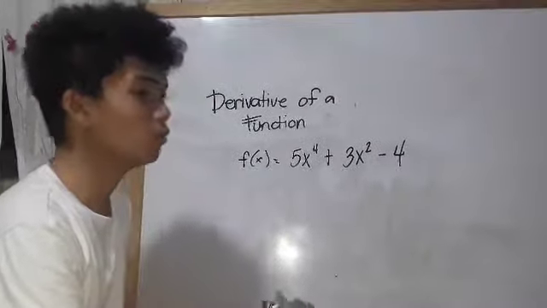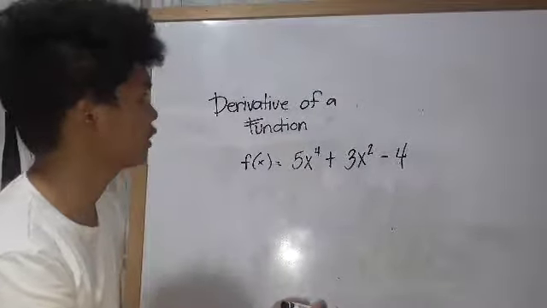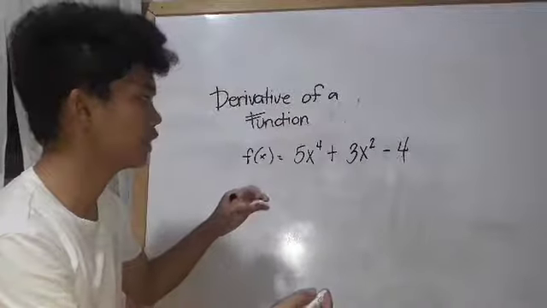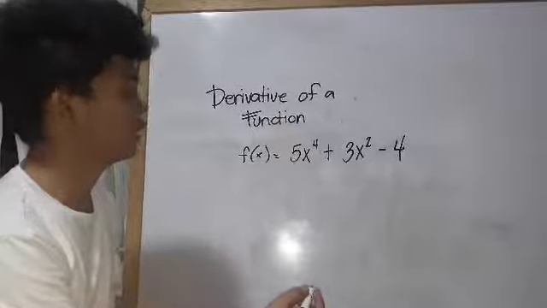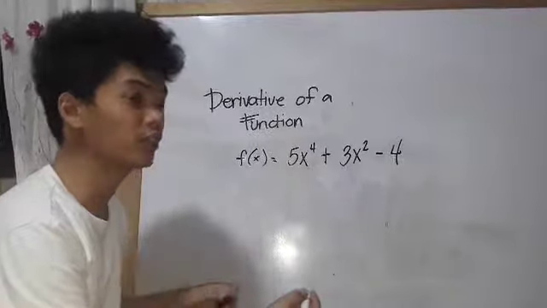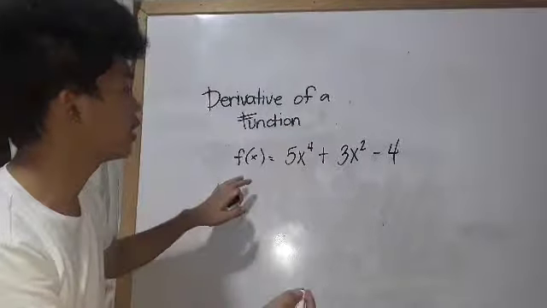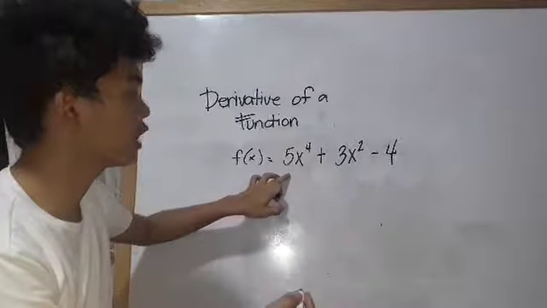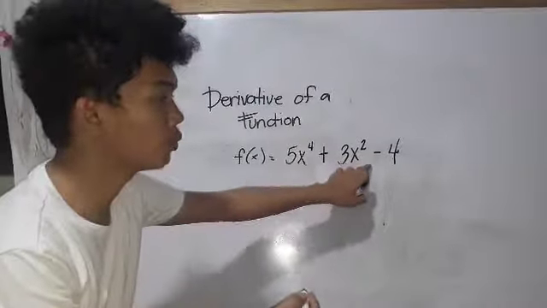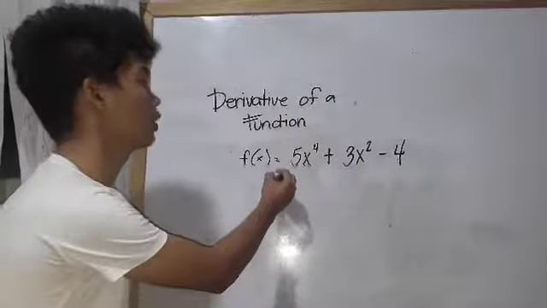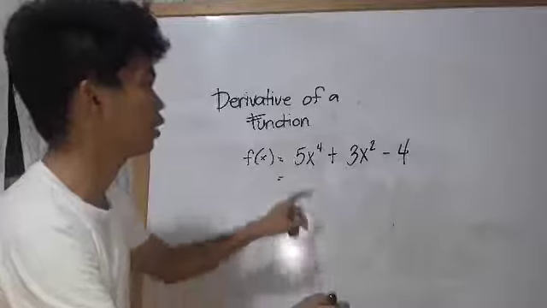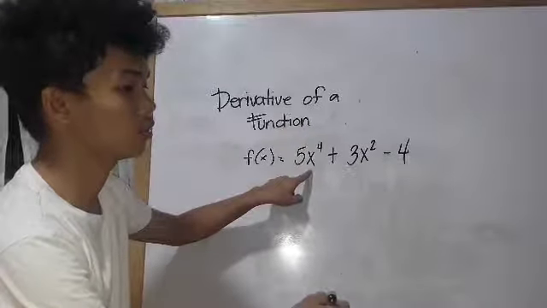Okay, so to sum up our topic for today, which is the derivative of a function, I have here a formula, and let's exercise what we have learned today. So I have here a function f of x is equal to 5x raised to 4 plus 3x raised to 2 minus 4.